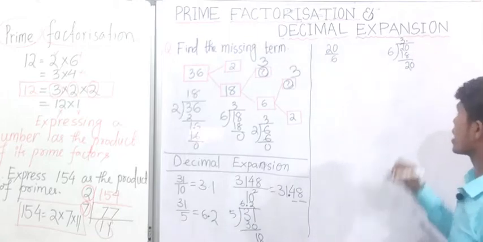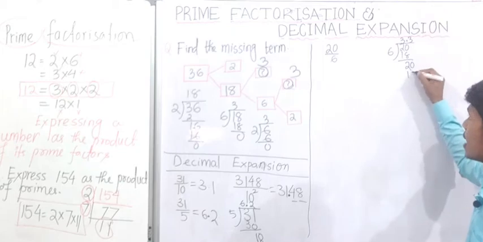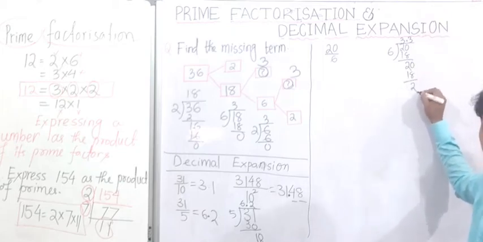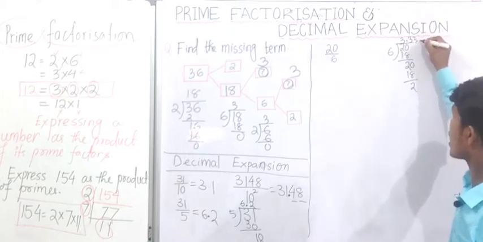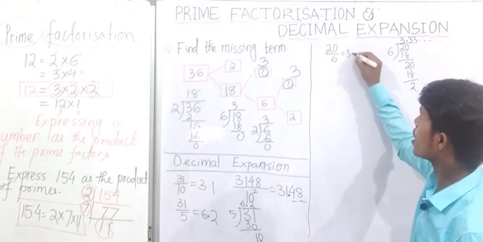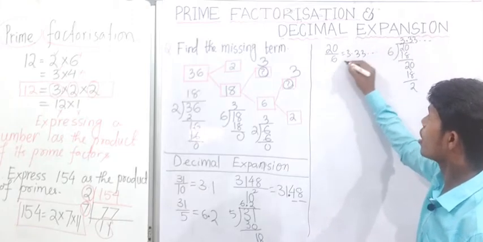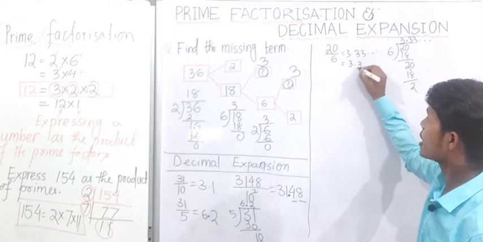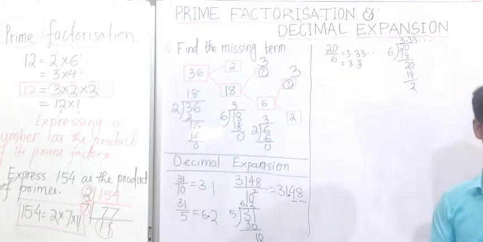For that we will get 20 again. Then 6 3s are 18. We will get again 2 as remainder, and this process will be repeated and the answer will be 3.33 and so on, or we can write it simply as 3 point bar on 3.